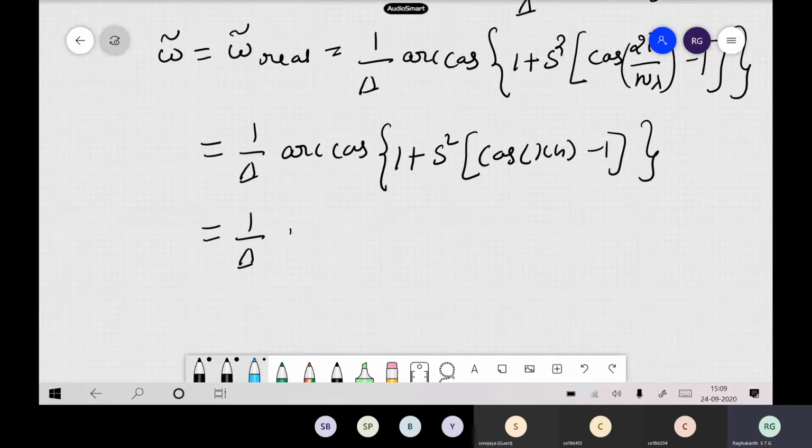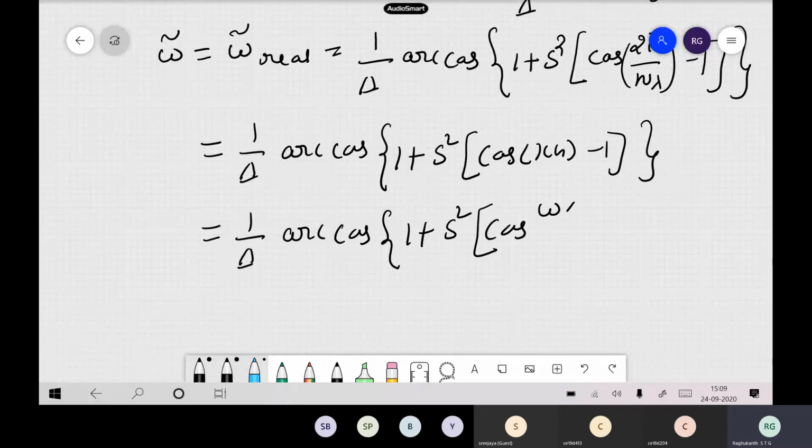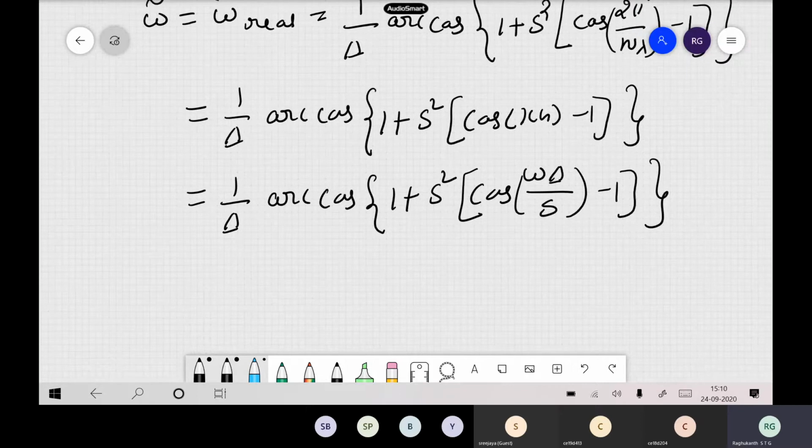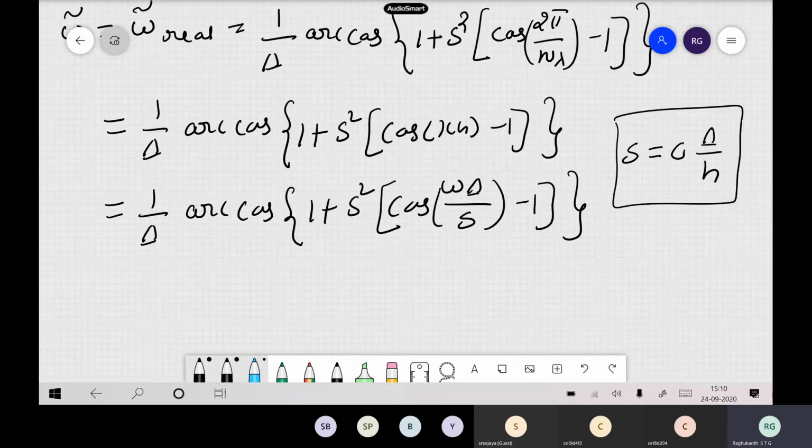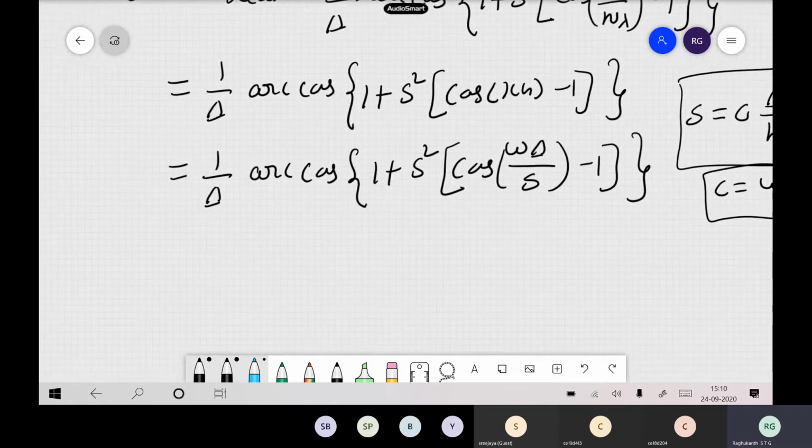Or you can also write in terms of s itself, so 1 by delta arc cos, that is cos inverse 1 plus s square. Okay, so cos of, instead of kh, we can also write in terms of omega delta by s minus 1 actual. Because already we know the relationship between s, I think in the previous class we have already written. So our s was c into delta by h actually. So now this is our equation. Now your c is nothing but omega by k. So if you have kh, you can equate it to omega delta by s itself. So this way we can write this expression.